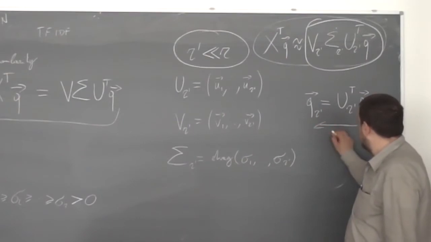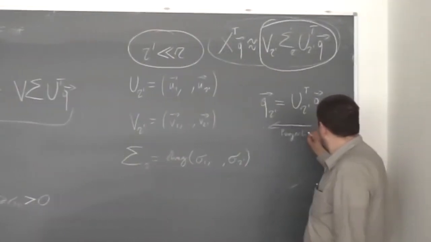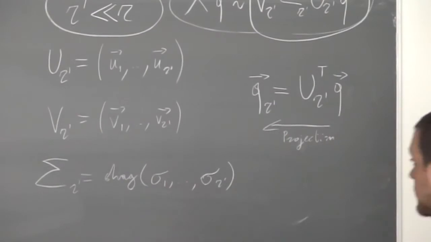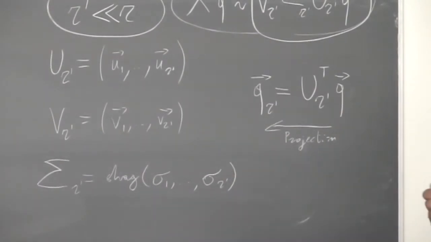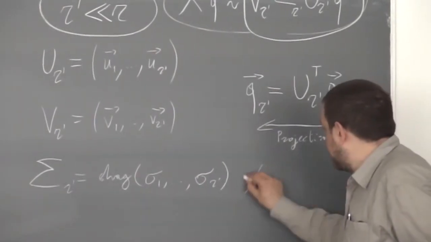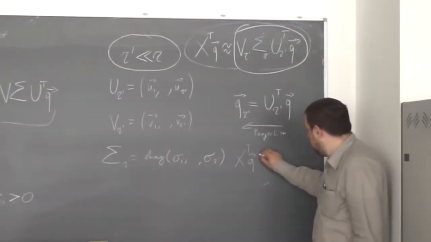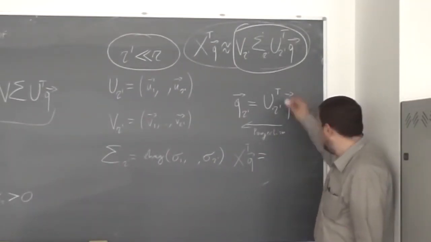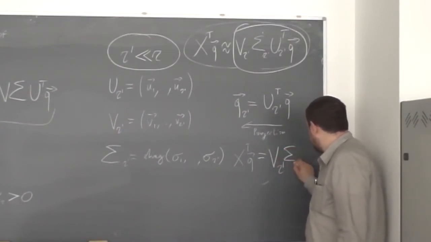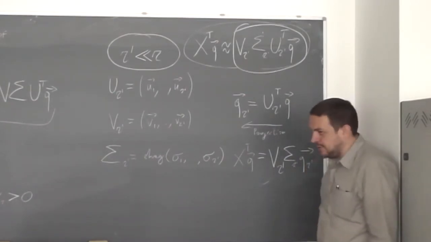So this is a sort of projection onto a more suitable space where our query becomes much shorter, so that the similarity that we want to compute can be given by V r prime sigma r prime q r prime.